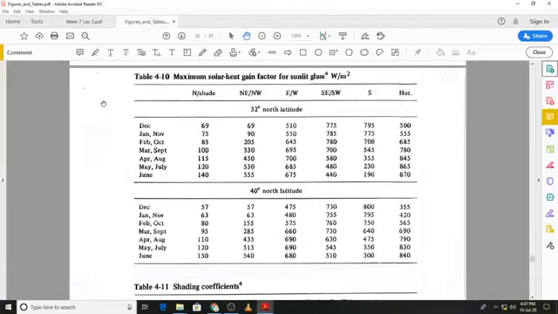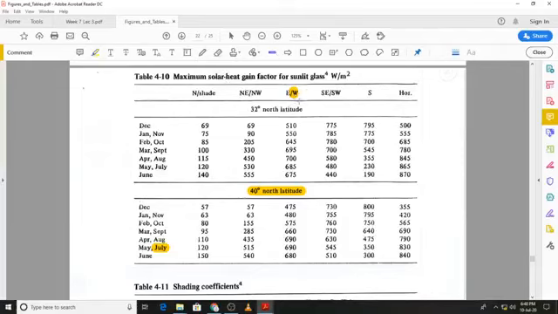So the first is the maximum value of solar heat gain factor. We are given two sets of data, one for 32° north latitude, the other for 40° north latitude. The building that we are interested in has a latitude of 40° north. So the second set of data is what we are going to use. The SHGF value is to be found out for the month of July, and that's all we need. And of course the orientation is that it is west facing, because the windows are in the west wall.